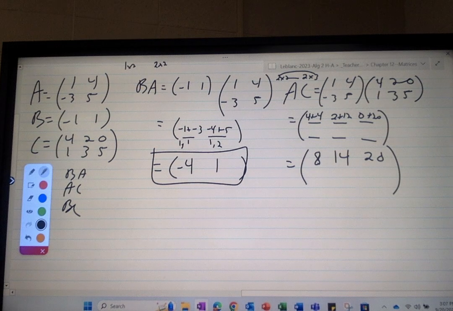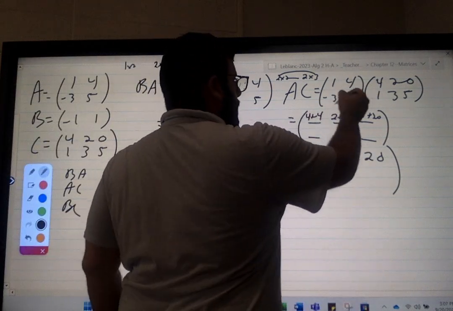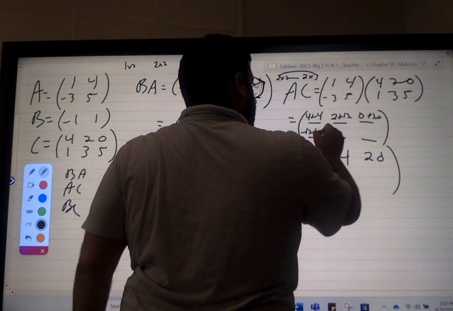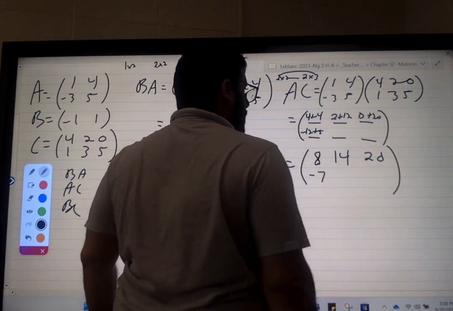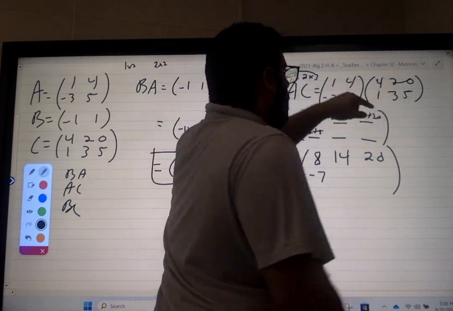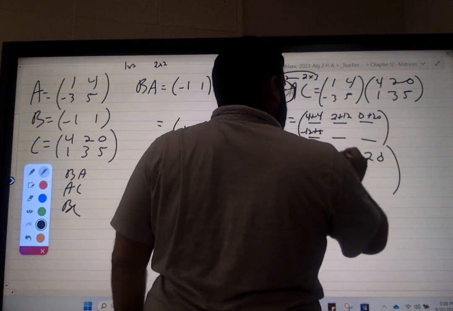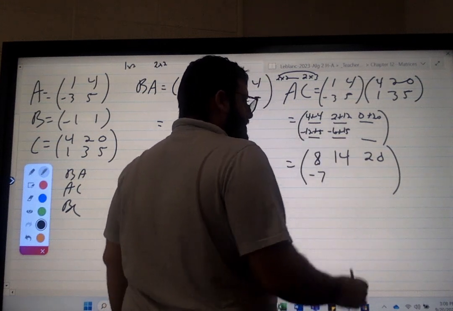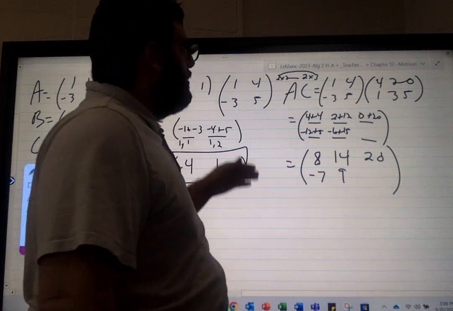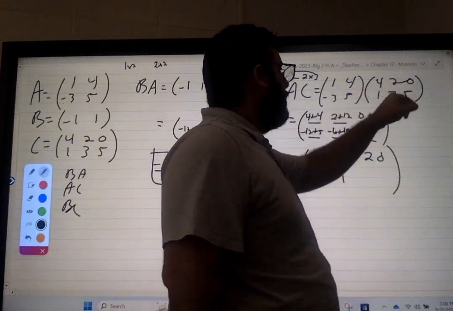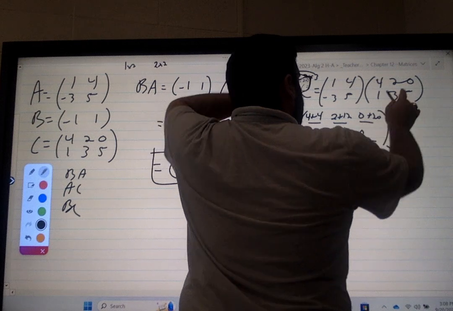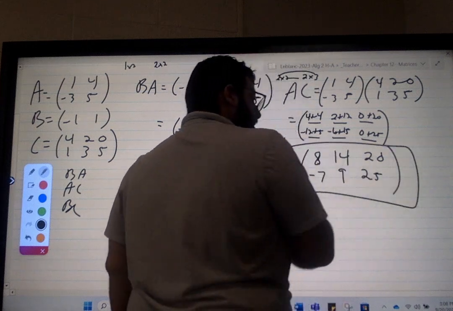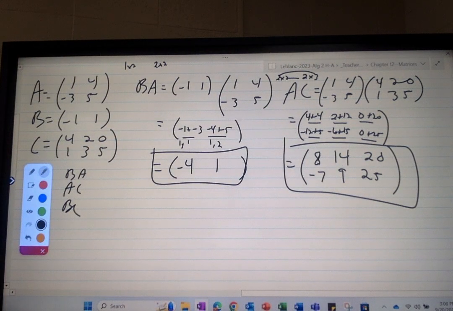Now we'll go on to the second row. Second row, first column. Negative 3 times 4 is negative 12. 5 times 1 is 5. Negative 12 plus 5 is negative 7. Second row, second column. Negative 3 times 2 is negative 6. And then 5 times 3 is 15. Negative 6 plus 15 is 9. And then second row, third column. Negative 3 times 0 is 0. 5 times 5 is 25. 0 plus 25 is 25. And there's my product. And notice it is a 2 by 3 matrix.